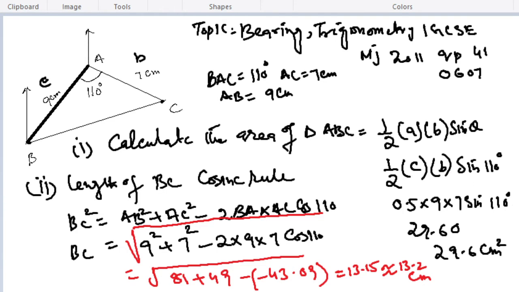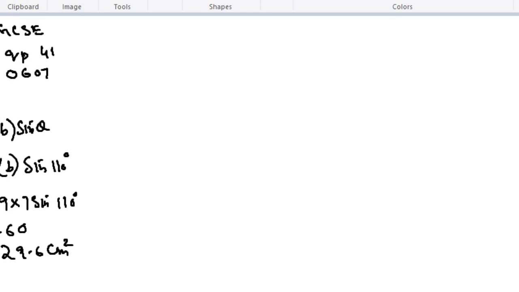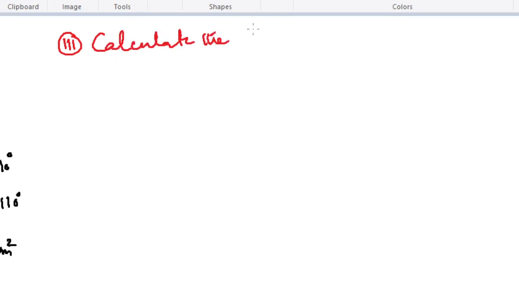Now, what is the next part of this question? Yes, the next part of the question is, they say part 3: calculate the bearing of C from A.